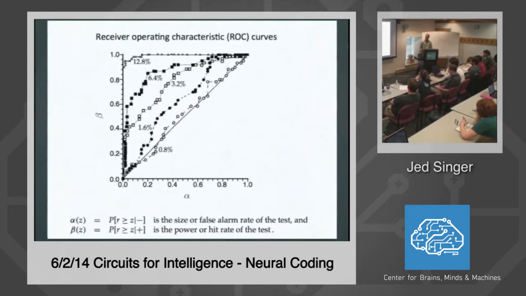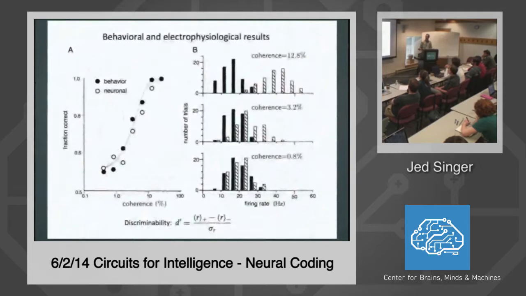And to make an ROC curve, you plot beta against alpha, where beta is the hit rate of the test. In other words, the fraction of trials in which the condition is positive and you say that the condition is positive. Alpha is the false alarm rate of the test. In other words, the fraction of trials in which you say that the condition is positive, but the condition is actually negative. So in the context of this experiment, the hit rate is the fraction of trials in which the stimulus was shown in the preferred direction, and you say correctly preferred. And the false alarm rate is the fraction of trials in which the stimulus was actually moving in the anti-preferred direction. You say incorrectly preferred.